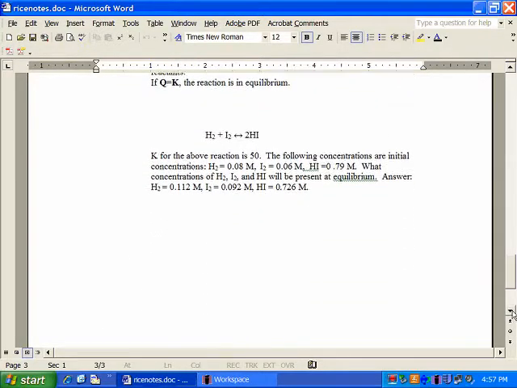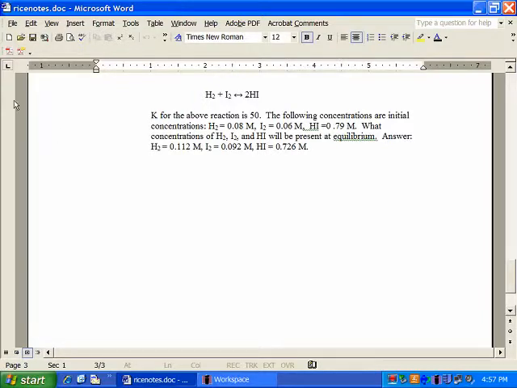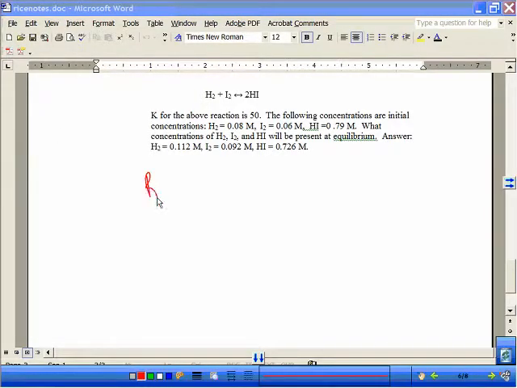So here's our example. Let me scoot this up. We've got RICE. We're going to do this part first. H2 plus I2. Number 29 is going to have you calculate the Q for different reactions. Alright, and this is 2HI.